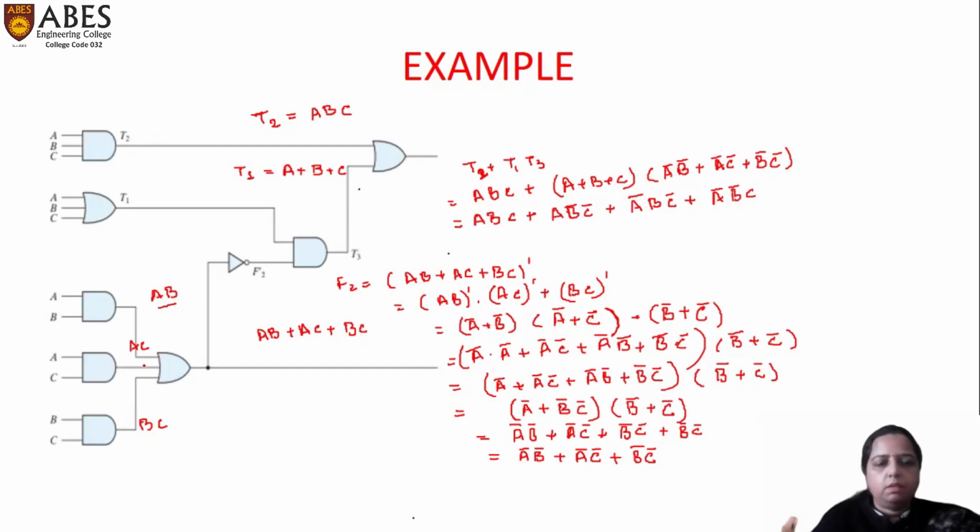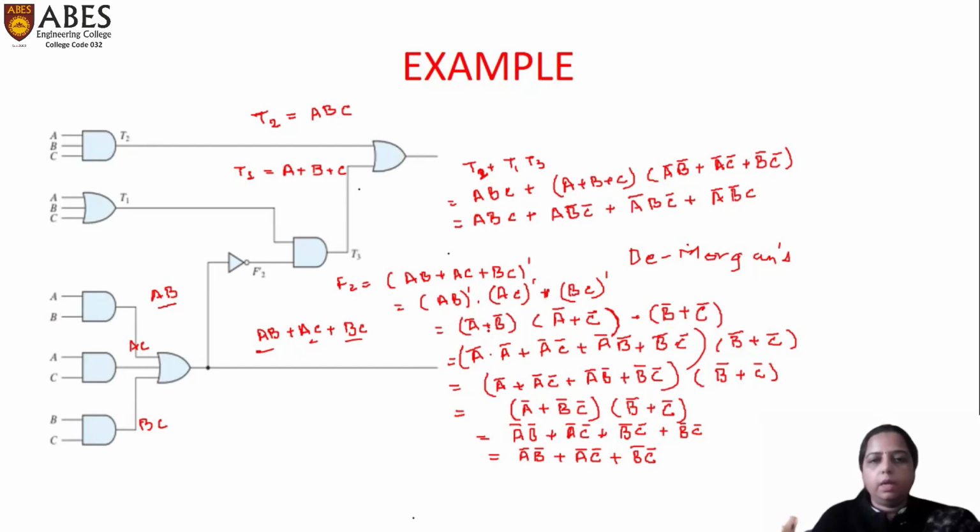So finally, these inputs are given to an OR gate. So the output will be AB plus AC plus BC. Then the output of this OR gate is given to a NOT gate. Therefore, this F2 function will be equal to (AB plus AC plus BC) whole bar. Now, by applying De Morgan's theorem, we can write it in the manner of (AB) bar dot (AC) bar dot (BC) bar. Sorry, not plus, it should be a multiplication sign.